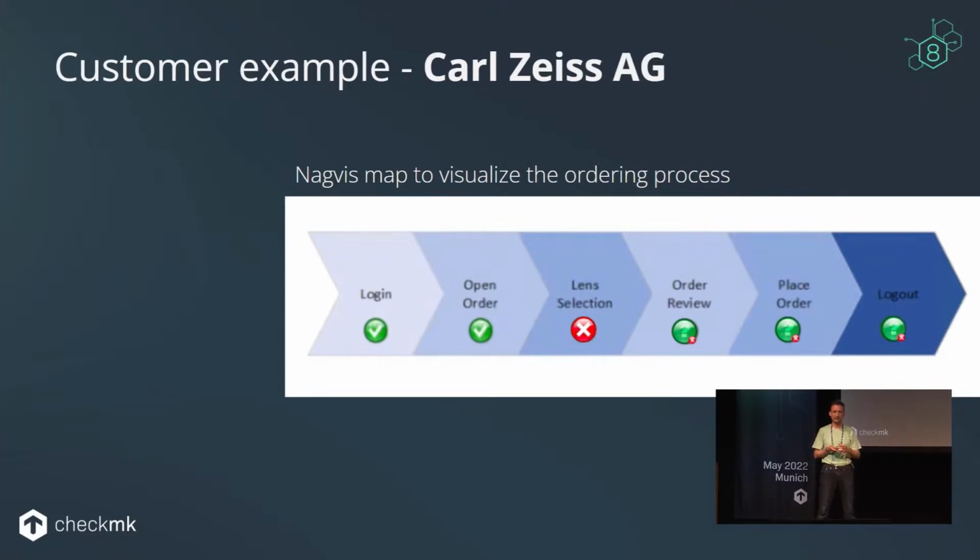In this case, the step lens selection failed, and it only generates one alert, and all the following steps are simply in a stale state. It's just like it should be.